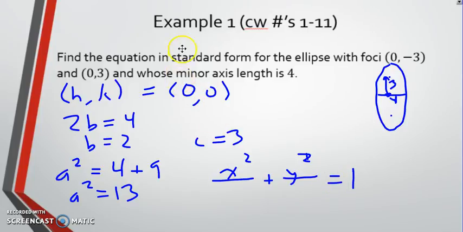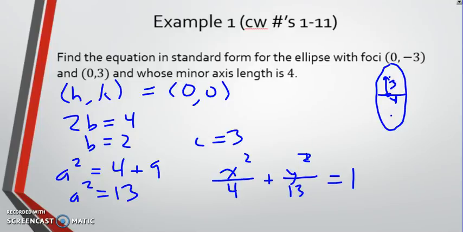Now, what we're doing with the way we write this equation is stretching more up and down. So the bigger value, the a value, is going to go underneath the y value. Since it's stretching up and down more, the bigger number goes underneath y. The left and right stretch is not as much. So don't forget that we know that b equals 2, which means b squared equals 4. So that would be the way we wrote our equation.